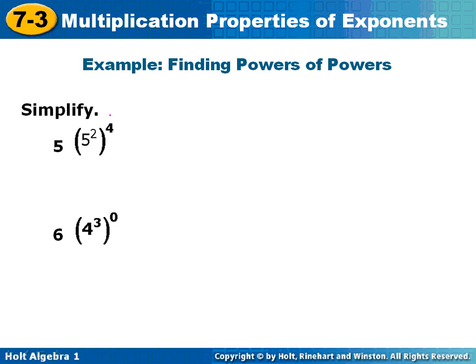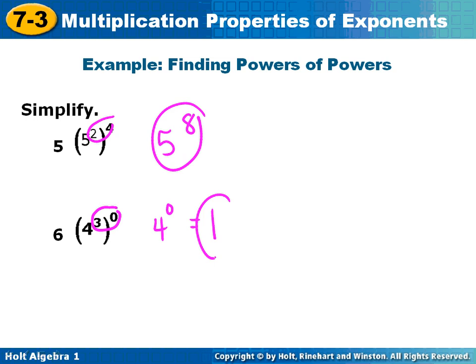Number 5, multiply your exponents. That's 5 to the 8th. Number 6, multiply your exponents. 3 times 0 is 0. 4 to the 0 is 1. Now notice I'm not going to make y'all work out the 5 to the 8th, but anything to the 0 power you must reduce to 1.